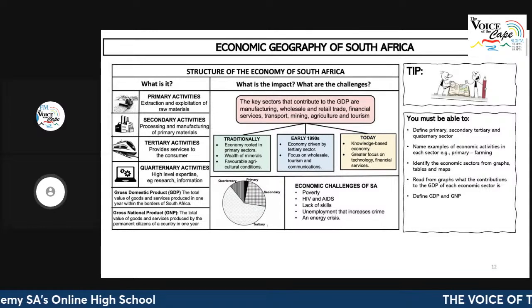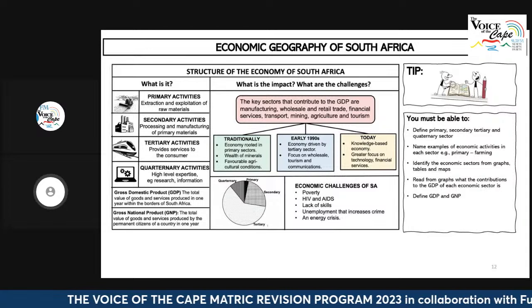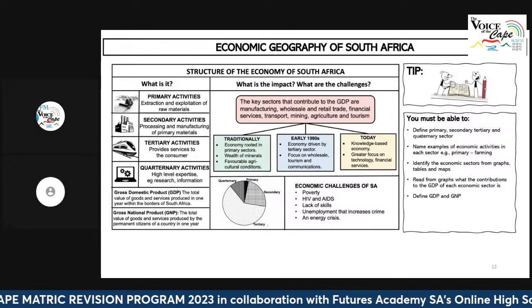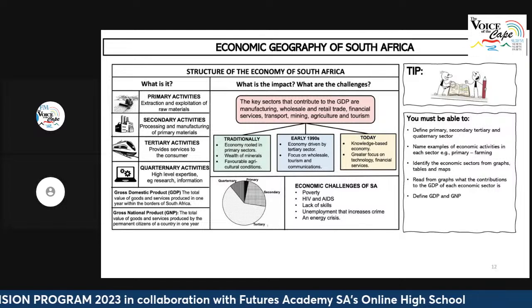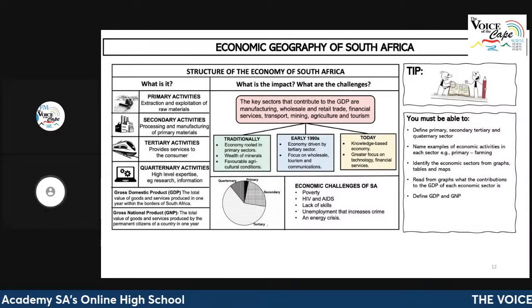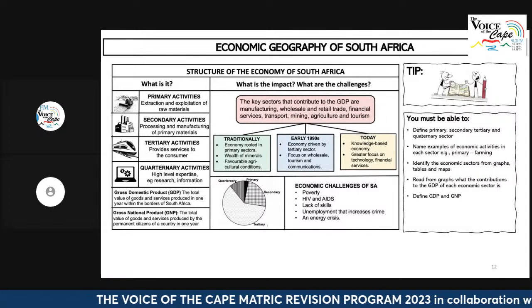Two big words that you need to also know: gross domestic product and gross national product. Gross domestic product is the total number of goods and services that is produced by a country in a single year. Gross national is the same thing, but it includes citizens that not only live in the country, but citizens that belong to the country. That means they stay somewhere else.